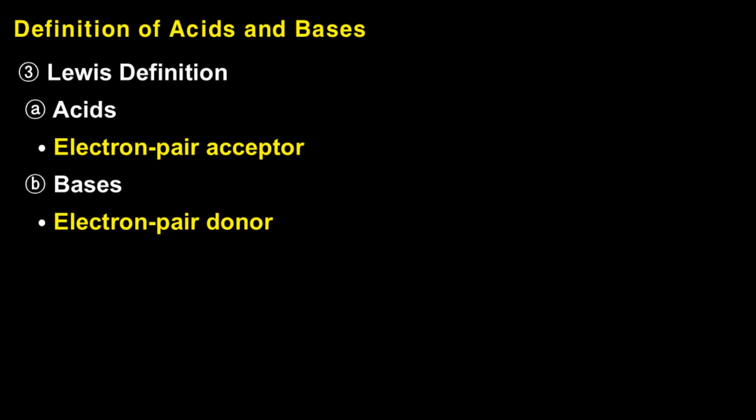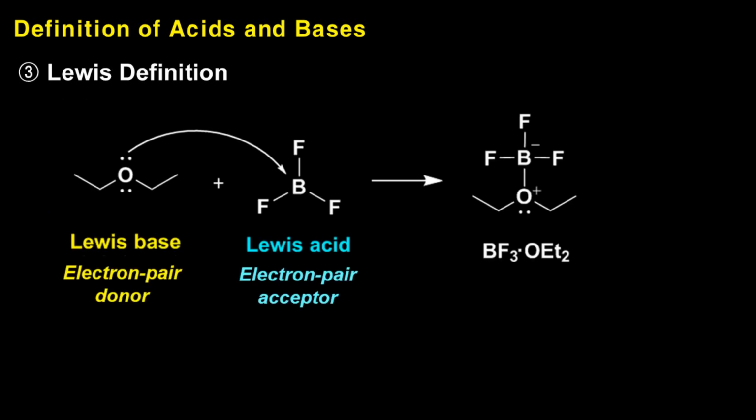The Lewis definition is a whole different approach because it doesn't focus on protons at all. Instead, it's all about electron pairs. A Lewis acid is anything that accepts an electron pair, while a Lewis base is something that donates an electron pair. This is the most general definition of acids and bases because it still works even when there are no protons involved at all. A great example of a Lewis acid-base reaction is BF3 reacting with diethyl ether.